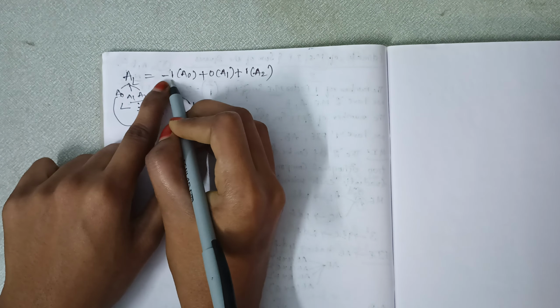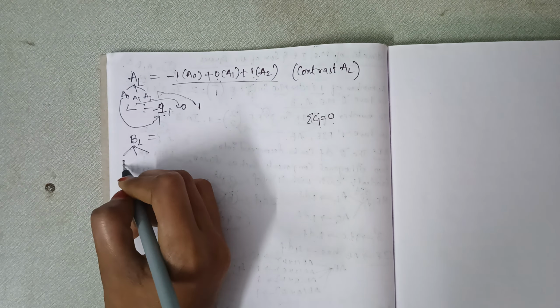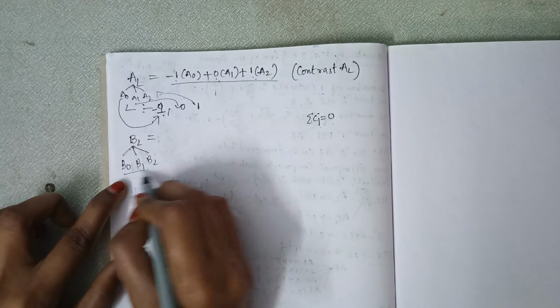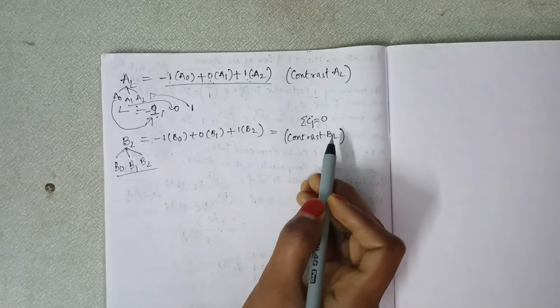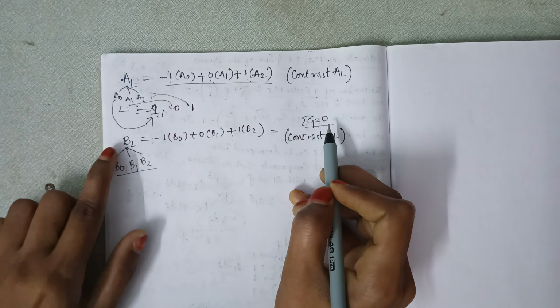And now let us estimate the linear effect for BL. B also has three levels, that is B0, B1 and B2. So multiply these levels with the constants: -1 into B0 plus 0 into B1 plus 1 into B2. So this is also nothing but the contrast BL, because if you add the constants, that will be equal to 0. Summation Ci is equal to 0. Then we can call it that the factor B in linear effect is a contrast.